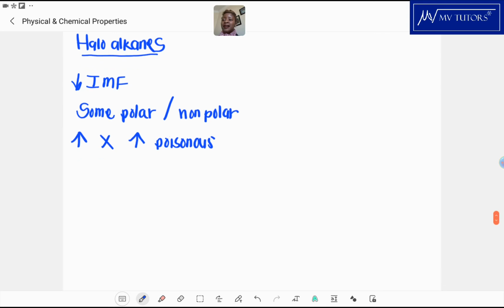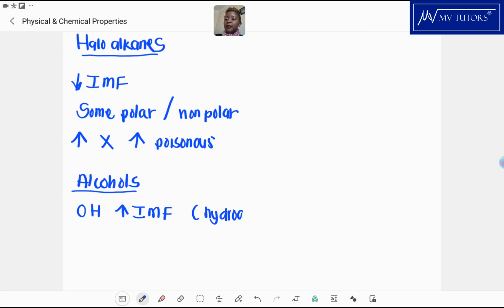Okay, and then what else did I miss? That's basically that. Now we come to alcohols. With alcohols, guys, remember you have your OH, your hydroxide, and as soon as we mention hydroxide, you know that you're going to get strong intermolecular forces, right? Because of your hydrogen bonding. So you're going to get strong intermolecular forces because of hydrogen bonding.